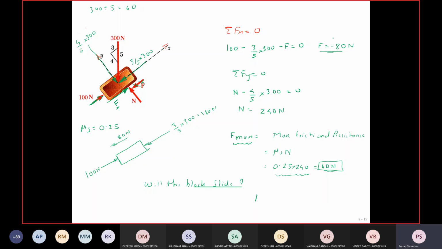So this is not your frictional force. Alright, so how do we calculate the frictional force now in this case? Fk is equal to mu k into N. And what is the coefficient of kinetic friction? That is 0.2. So that is 0.2 into 240, which is equal to 48 newtons. So here the block will slide down the plane.